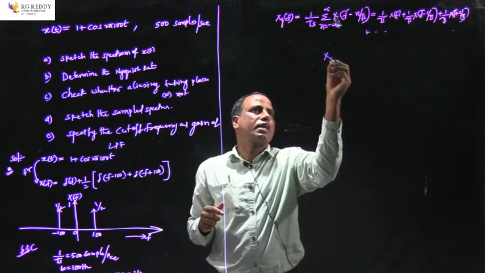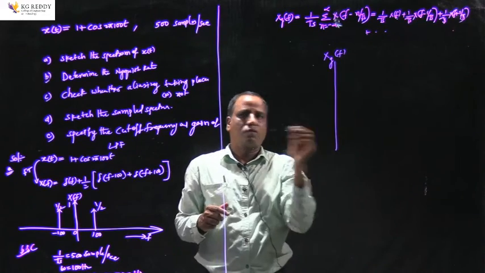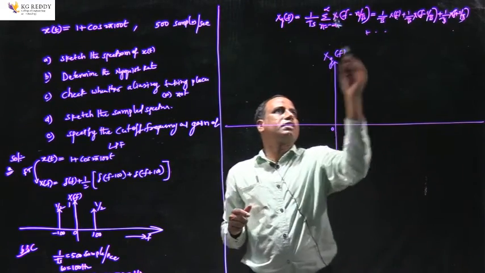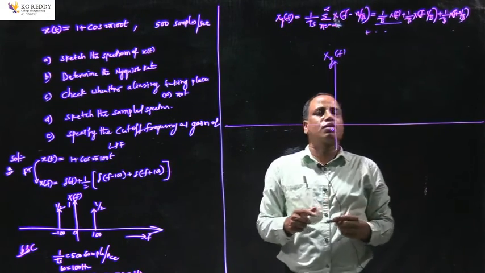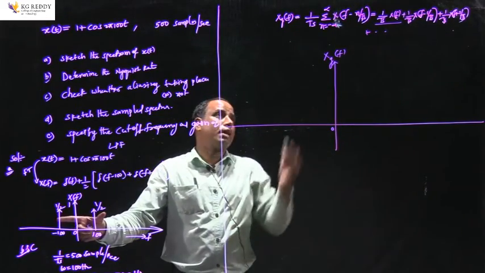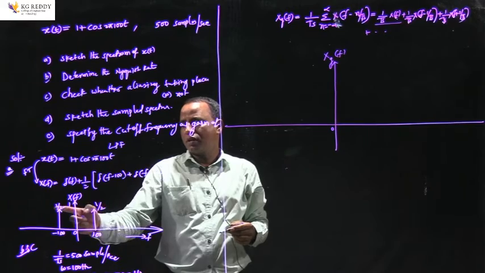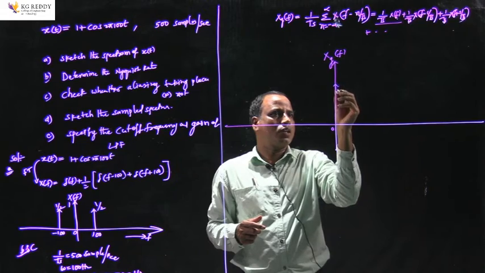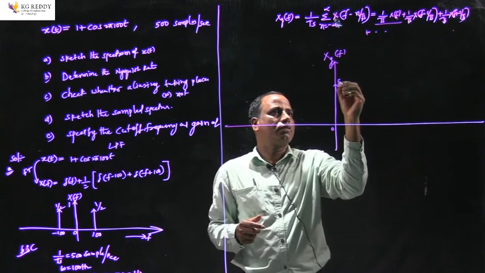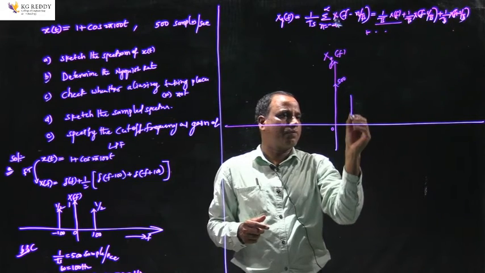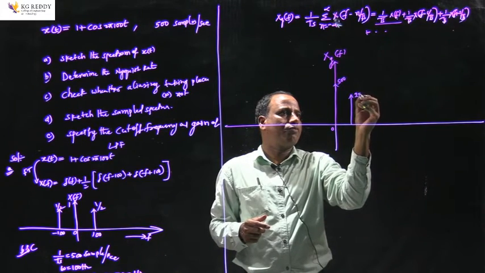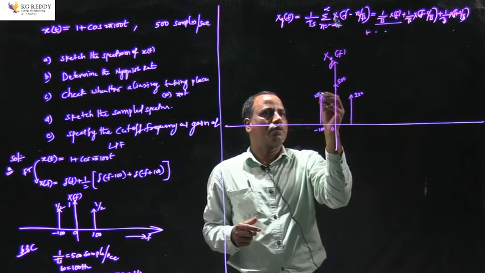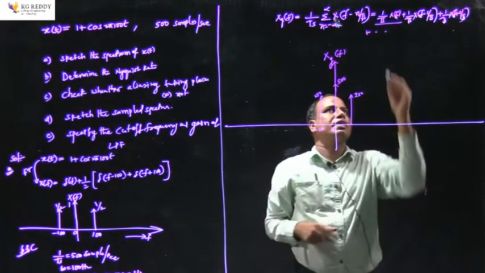So the spectrum Xg of f looks like this. For this term, 1 by Ts into x of f is this, but we should multiply with 1 by Ts. So this 1 becomes 500, this 1 by 2 becomes 250. Now we have samples at the origin with an amplitude of 500, another at 100 with an amplitude of 250, and another at minus 100 with an amplitude of 250. So this is the spectrum for this 1 by Ts into x of f.